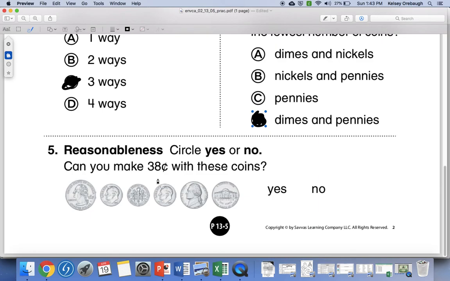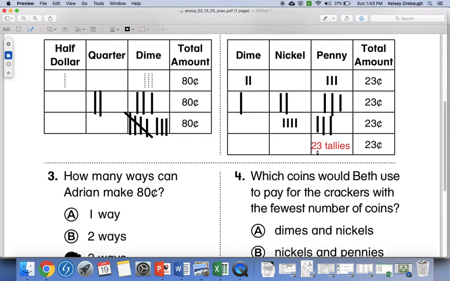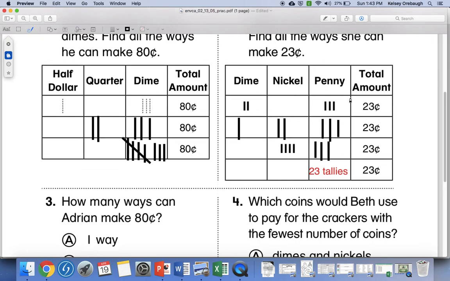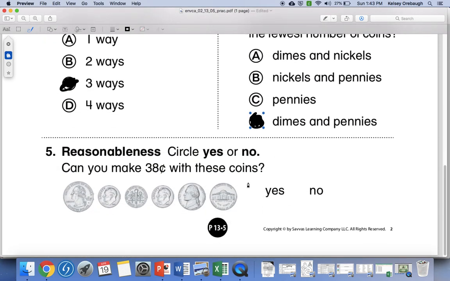I would need pennies. Just like up here, we needed to use pennies to make 23 cents in every scenario, because that's the only way we could have a 3 in the ones place. Our other coins were dimes and nickels. Dimes and nickels are going to give us a 0 in the ones place or a 5 in the ones place. We need a 3 in the ones place, so we need pennies. Pennies are worth 1 cent each. That is how we can manipulate the ones place. So the answer here is no. Because we have an 8 in the ones place, we would need pennies to make that amount.